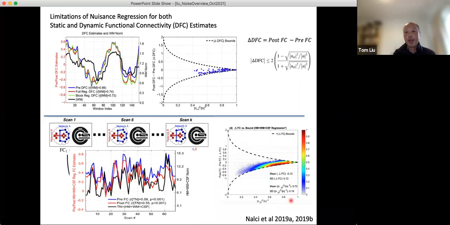So this n bar term, oops, sorry, I missed it. This n bar is just the magnitude of the nuisance regressor in each window. And the n naught is our estimate of how much of that nuisance regressor is orthogonal to the subspace spanned by the two signals of interest.